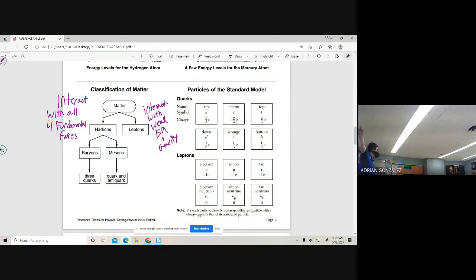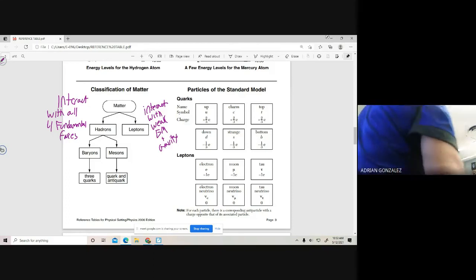I don't know why they're named the way they are. They were discovered in the 60s. A lot of them were named in California. 60s, California, you know what was going on over there. Okay?